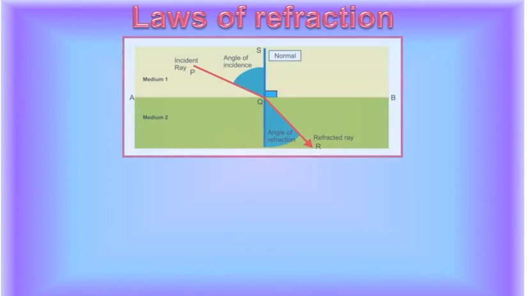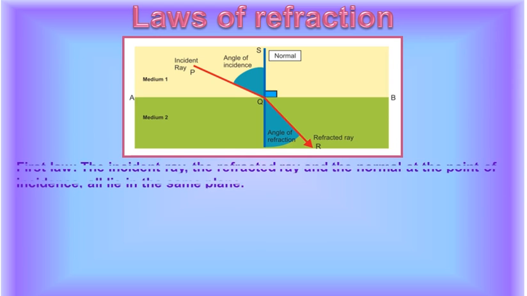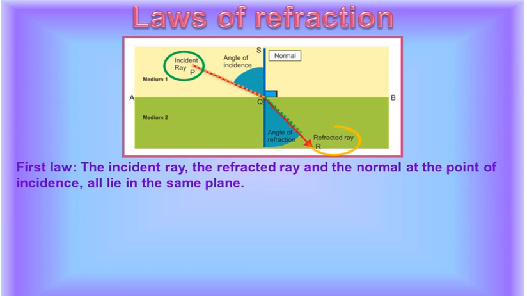Laws of refraction. Refraction of light from the refracting surface takes place according to definite laws. These are known as laws of refraction. There are two laws of refraction. First law says the incident ray, the refracted ray, and the normal at the point of incidence all lie in the same plane.